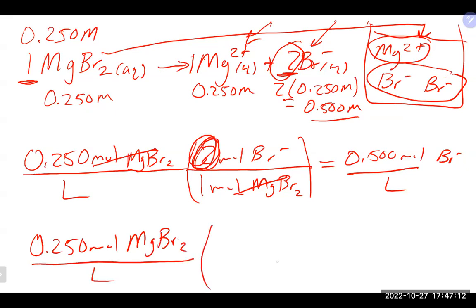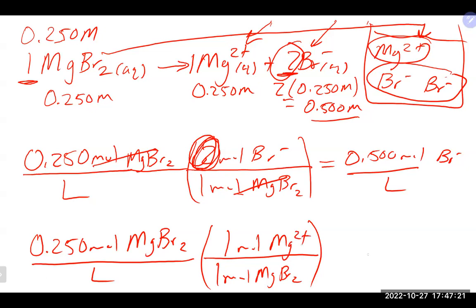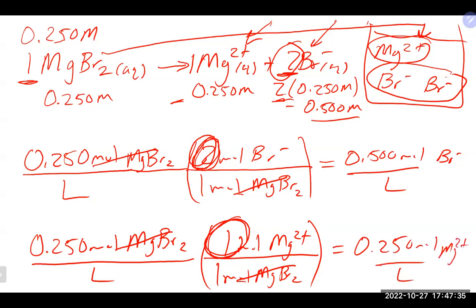Works the same way. In the case of magnesium, for every 1 mole of MgBr2, there is 1 mole of magnesium ions. The whole thing cancels. In this case, we're basically multiplying by 1, which is what we did here, as opposed to 2, which is what we did here. And that gives us our 0.25 moles per liter of magnesium. Any questions on how to relate molarity to ions by themselves?